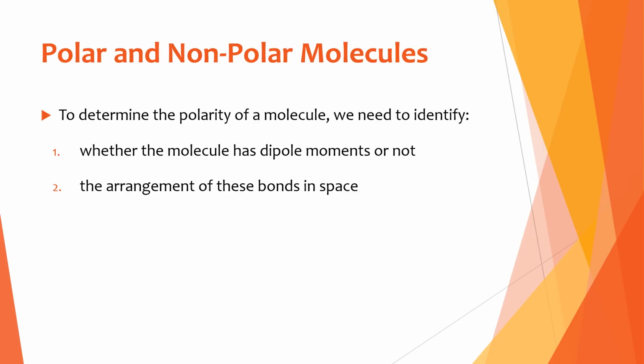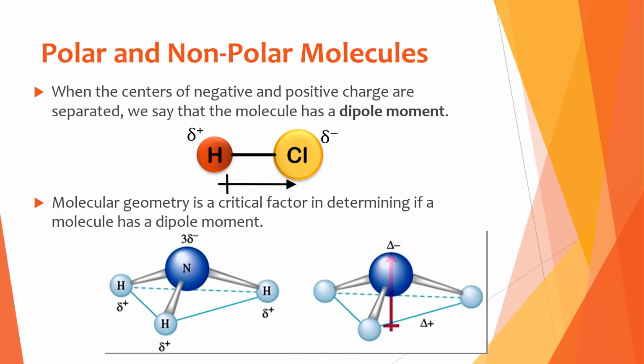To determine the polarity of a molecule, we need to identify, number one, whether the molecule has dipole moments or not, and number two, the arrangement of the bonds in space. When the centers of negative and positive charge are separated, we say that the molecule has a dipole moment. So that is why it is important to determine the dipole moment of a molecule, so that we can know the polarity of the molecule.